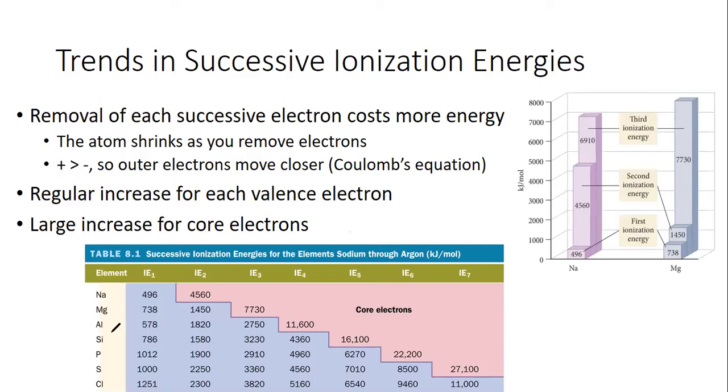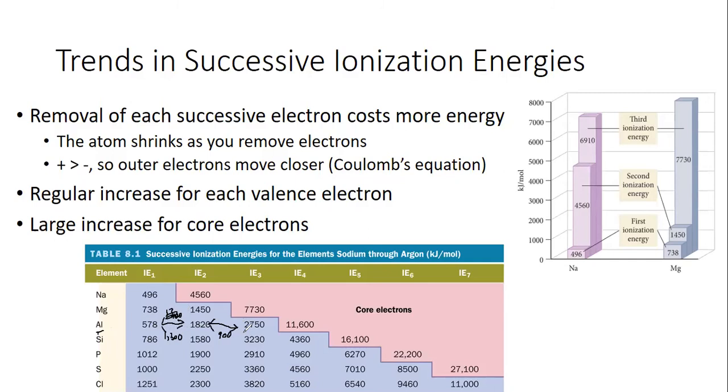So let's look at aluminum. Aluminum has 3 valence electrons. So removing the first is 578 kilojoules per mole. The next one is 1800. So this is an increase of about 1300 kilojoules. Going from the second to third, this is an increase of about 900 kilojoules. Fairly regular. Sure, you're off by 400, but you're in the ballpark.